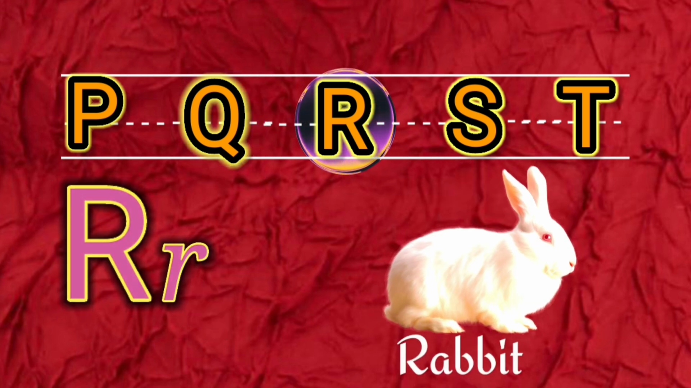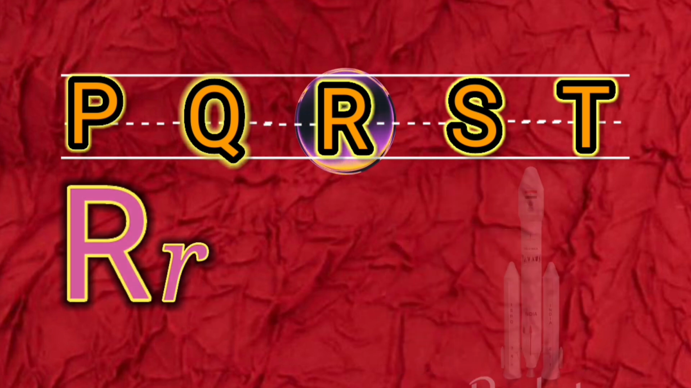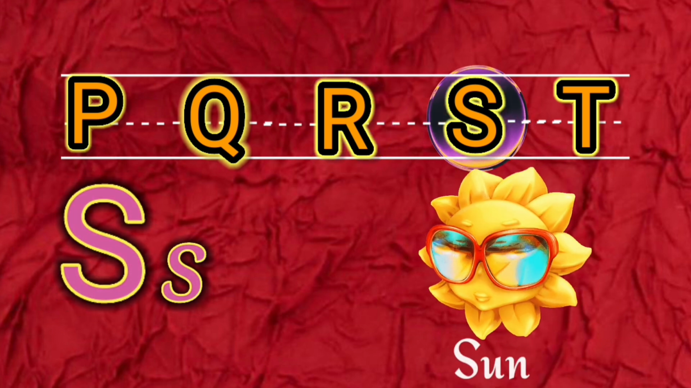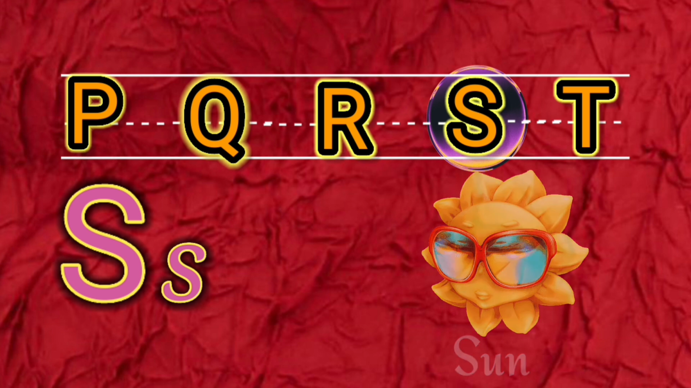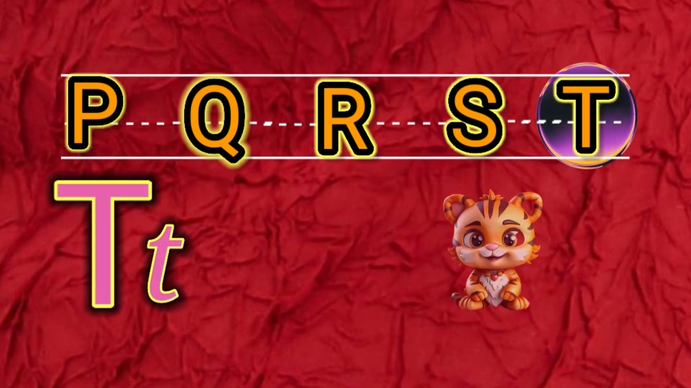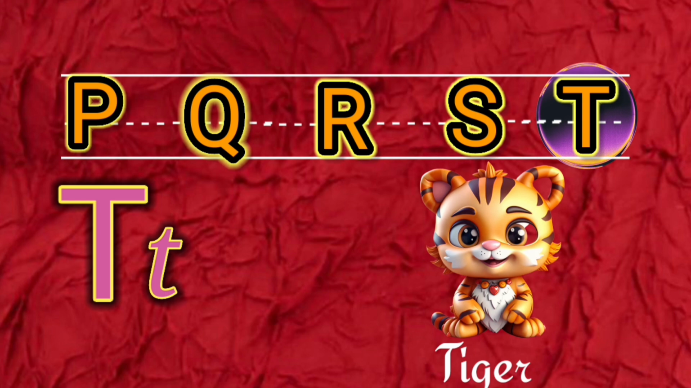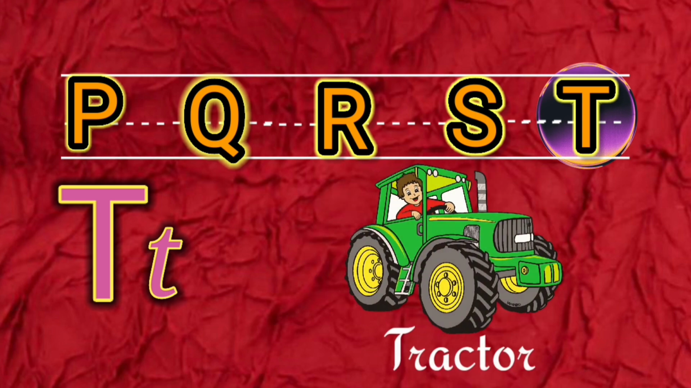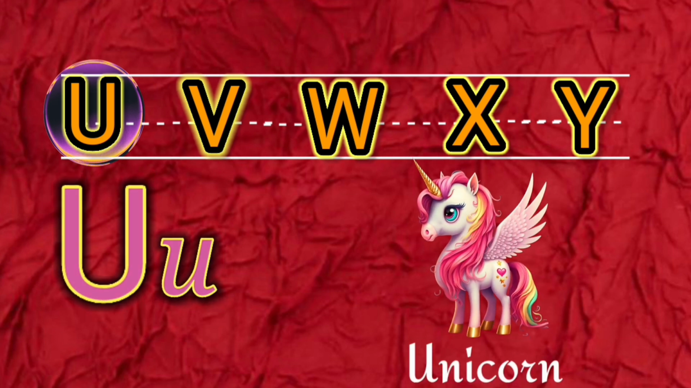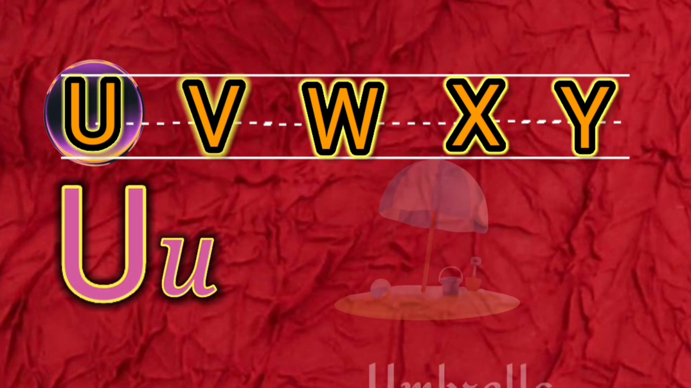R for rabbit. R for rocket. S for sun. S for sheep. T for tiger. Next, T for tractor. U for unicorn. U for umbrella.